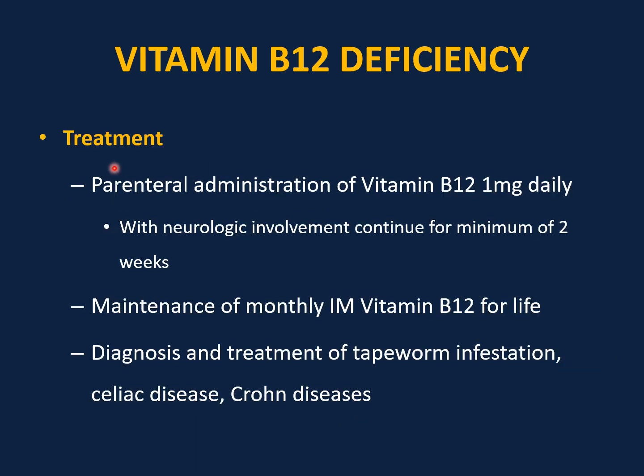A classic Schilling test is not recommended and is not used anymore. Treatment of B12 deficiency: parenteral administration of B12 1 mg daily, and with neurological involvement, continue for a minimum of 2 weeks. Then maintenance with monthly intramuscular vitamin B12 for life. Diagnose and treat tapeworm infestation, celiac disease, and Crohn's disease. You need to treat the underlying cause.